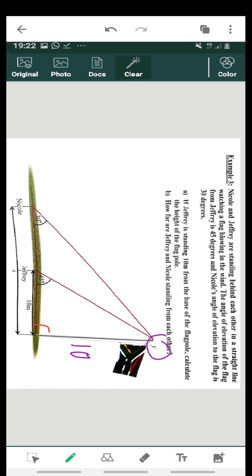How far are Jeffrey and Nicole standing from each other? So the question is asking us to find this. How far are they from each other? The first thing that we need to do, we notice that we have to find the whole distance from Nicole to the flagpole. So I'm going to use the big right angle triangle for Nicole, and I'm going to say the angle of elevation 30 degrees is opposite the height of the flagpole, which is 10, and is adjacent X. I'm talking about the big right angle triangle.